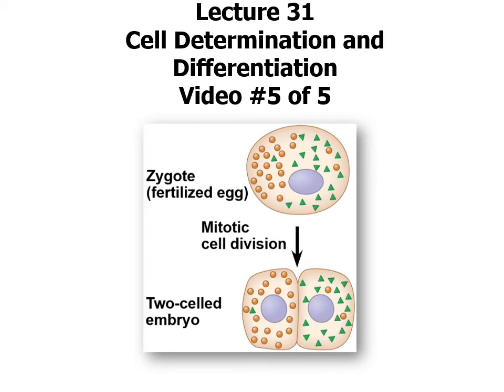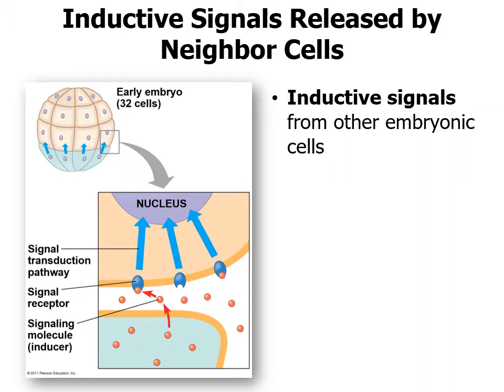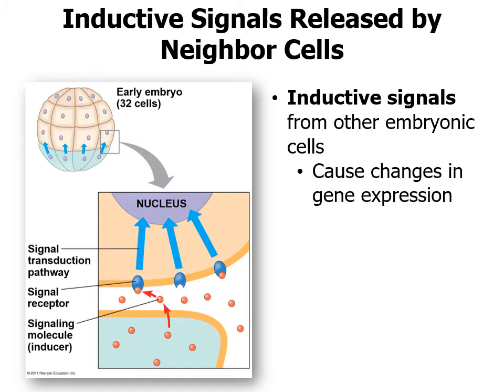Let's go. I showed you this slide before, when we talked about inductive signals as one of the two main initiators of cell differentiation, the other one being the cytoplasmic determinants we talked about in video number 4. Inductive signals come from other embryonic cells, and they cause changes in gene expression. And here's an example. We talked about this before, but just a quick recap.